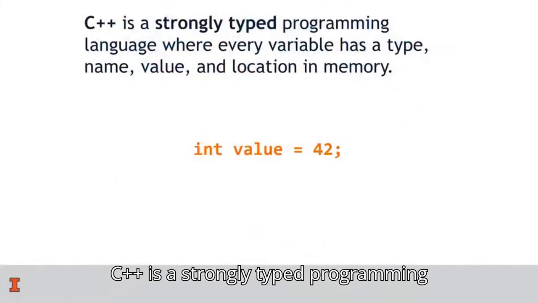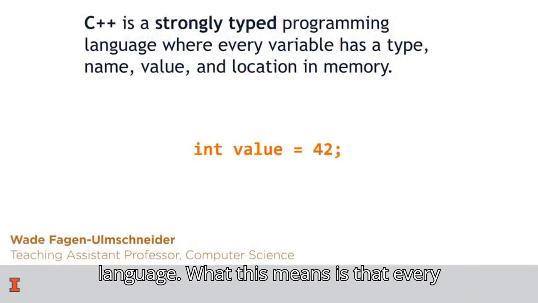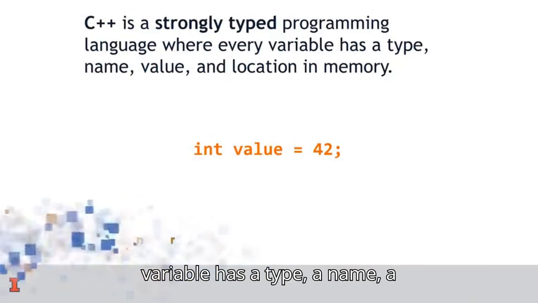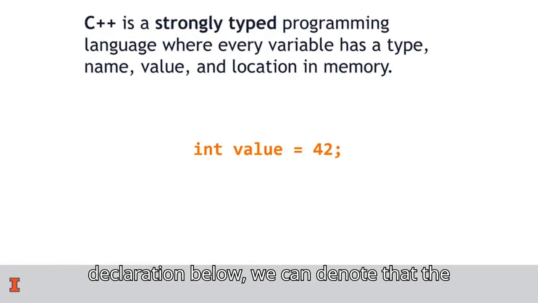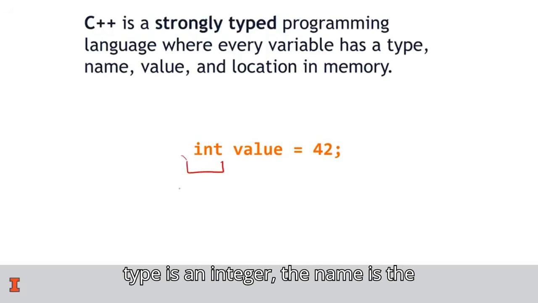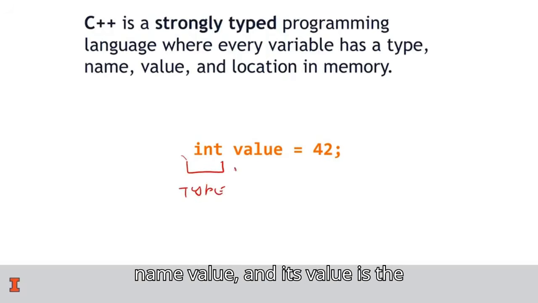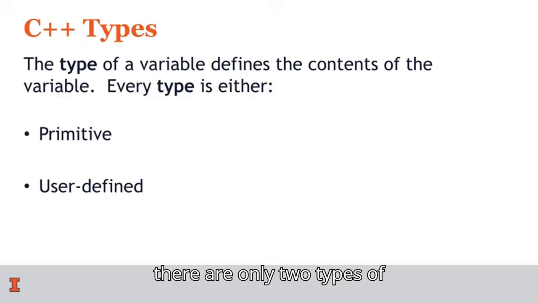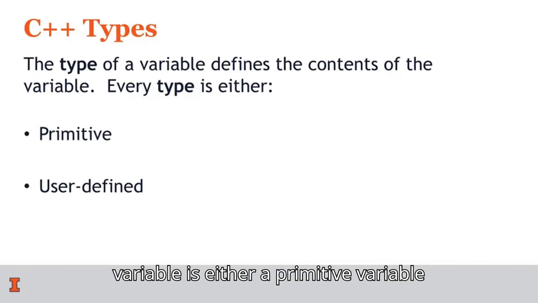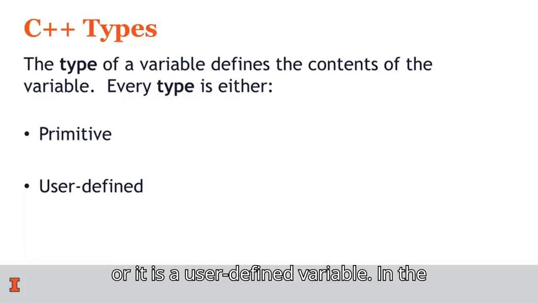C++ is a strongly typed programming language. What this means is that every variable has a type, a name, a value, and a location in memory. For example, if we look at the variable declaration below, we can denote that the type is an integer, the name is the name value, and its value is the number 42. In C++, there are only two types of variables that we can have. Every variable is either a primitive variable or it is a user-defined variable.